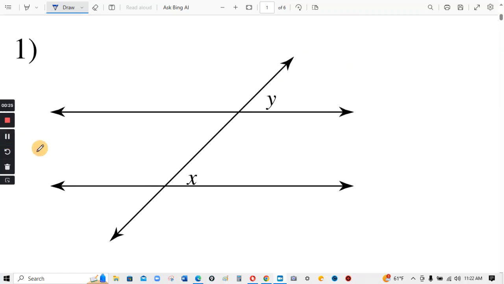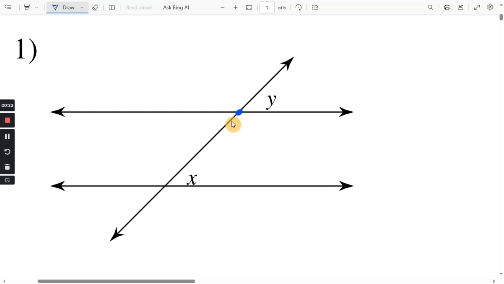Just as an example, in problem number 1, we see this line right here intersects the top line and the bottom line at two different points. So this slanted line right here is your transversal. We can just call that T. It's basically cutting the other lines.